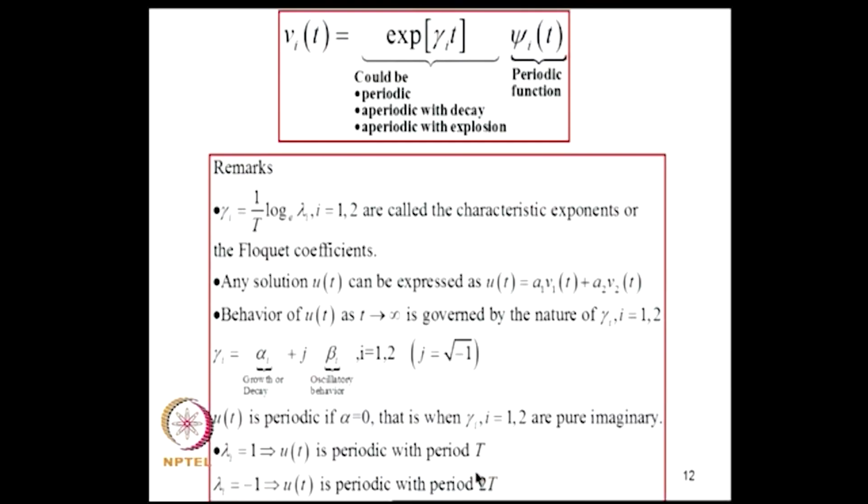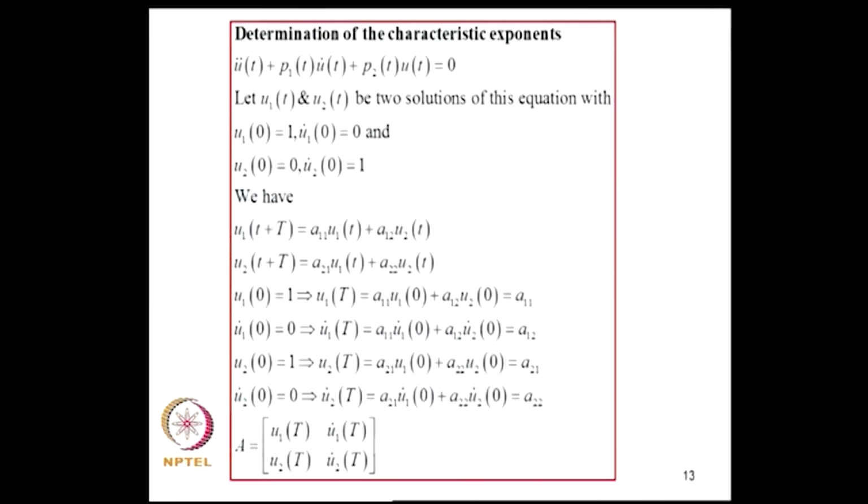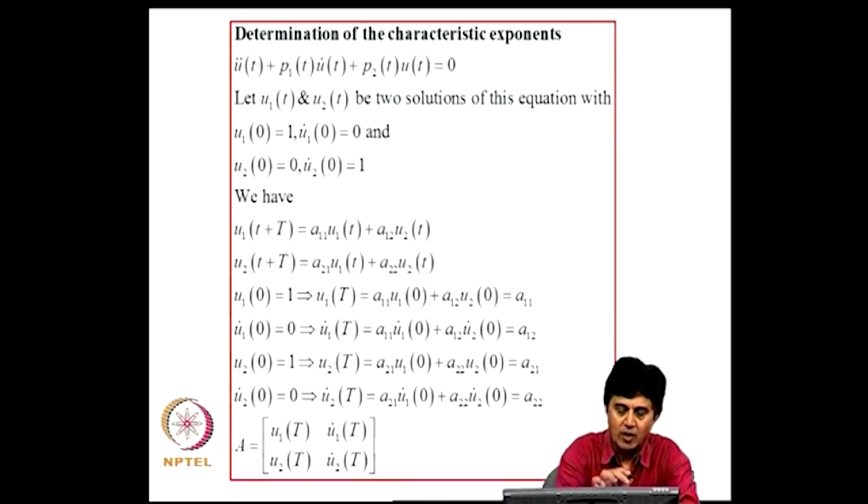Now, this is a well known classical result in the study of parametrically excited systems. So, the Floquet coefficients help us to determine boundaries of stable solutions. Now, in numerical work, how do we determine Floquet constants? So, what we can do is we revisit this equation: u double dot of t plus p1 of t u dot of t plus p2 of t u of t equal to 0.